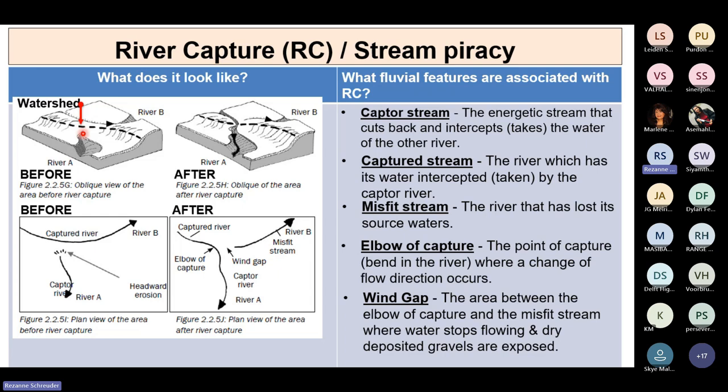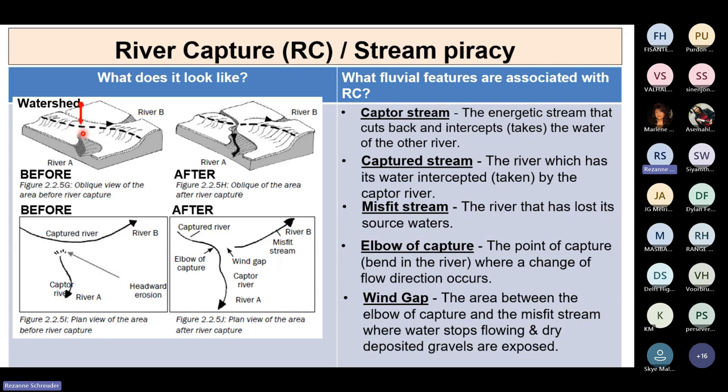And then the captured stream, shame. He's the poor guy that's sitting next to the road with no cell phone and no money. Right, so he does not have any energy left. The misfit stream is the river that has lost its source. So in this diagram, river B now becomes the misfit stream.